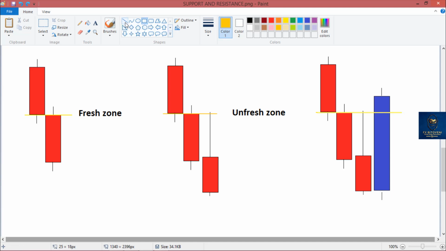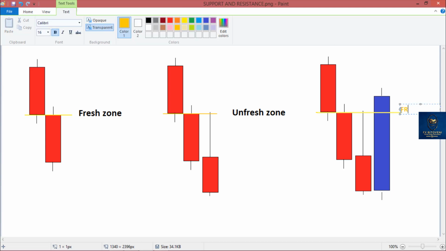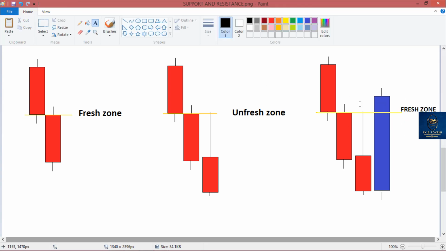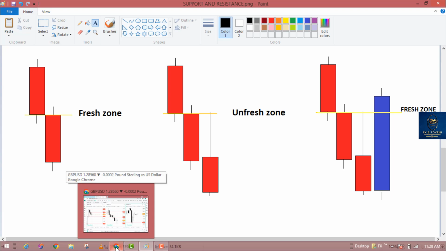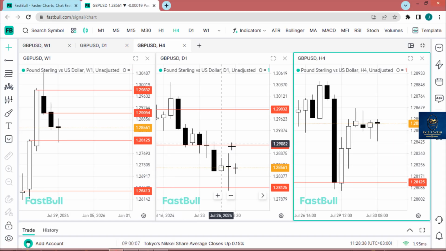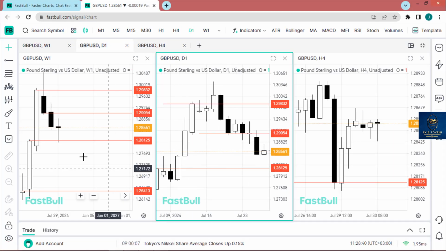Hope you understand. So this becomes what? This becomes a fresh zone. You can see this becomes a fresh zone. So let's go back to FastBull and I'll show you examples.